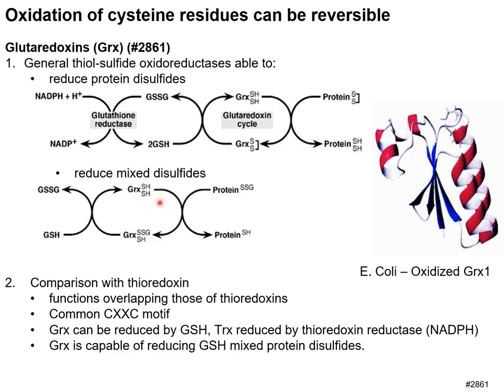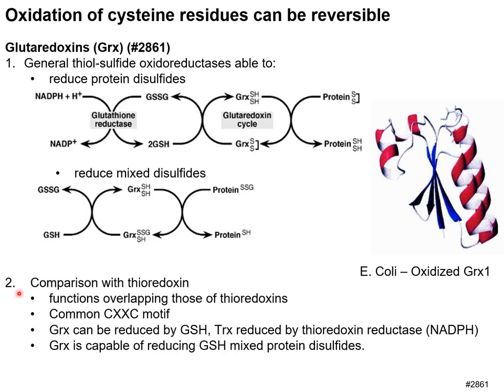In the presence of glutaredoxin, we have a thiol exchange reaction where the glutathione is transferred onto the thiol group of the glutaredoxin to form a mixed disulfide, and then that disulfide is reduced by glutathione, so the cofactor glutathione. So this distinguishes it from the thioredoxin, which can only reduce protein disulfides.